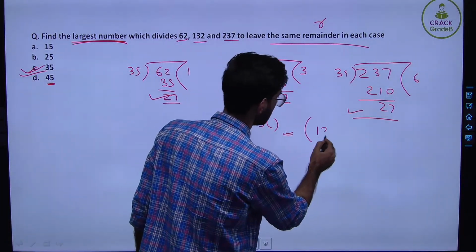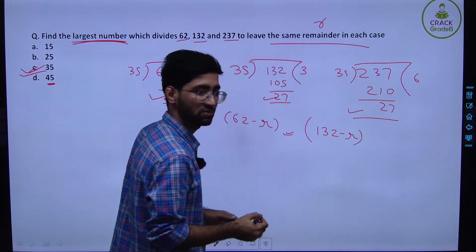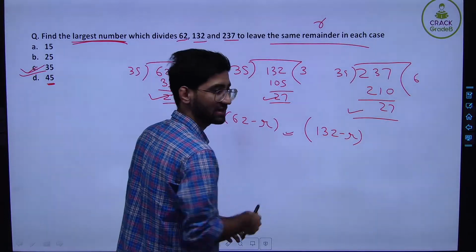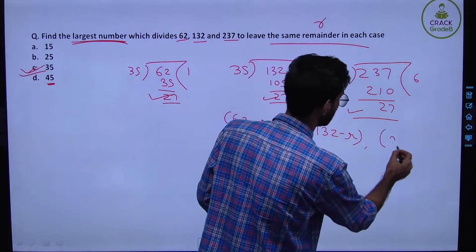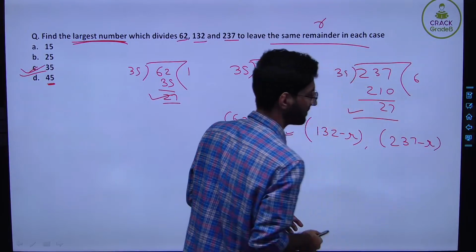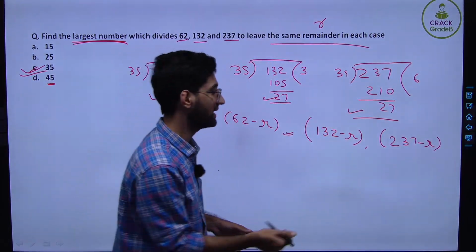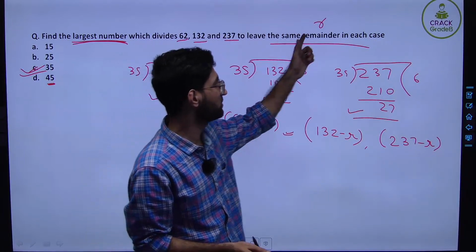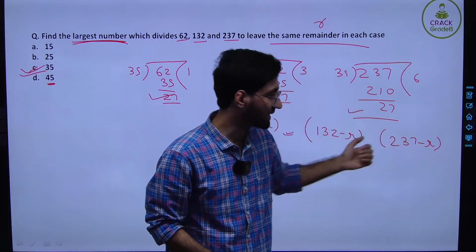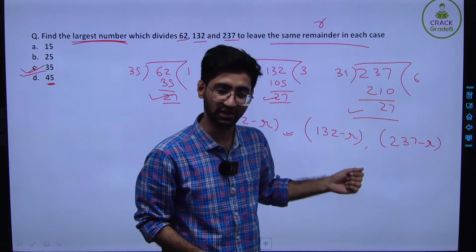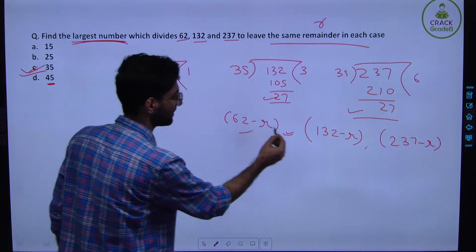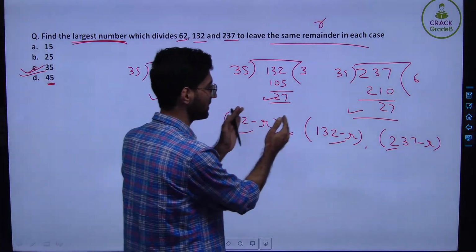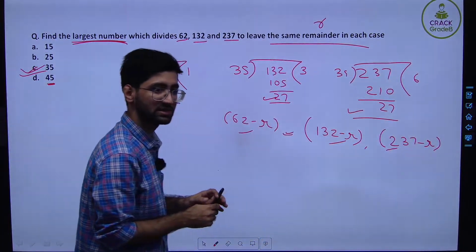Then we subtracted r from 132. Now that number can divide this number. Earlier it was giving us remainder r. Then 237 minus r. Why? Because if you divide 237 by that greatest number, you were getting remainder r. So let us subtract r from 237. Now that greatest number can divide all of these numbers, and if the greatest number can divide all of these numbers, what does it mean?